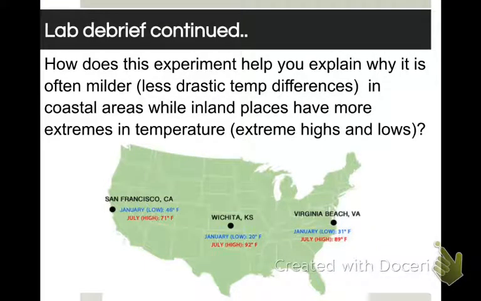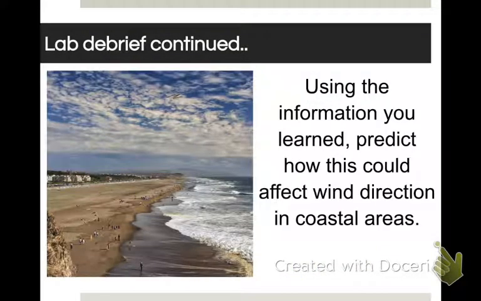So let's look at our last question. Using the information you learned, predict how this could affect wind direction in coastal areas. So here you have a picture of a beach, you have the shoreline, and you have the water. So thinking back on everything you've learned about this lab and the stuff from heat transfer, I want you to discuss within your groups how this would affect wind direction. So go ahead and pause the video while you discuss that.